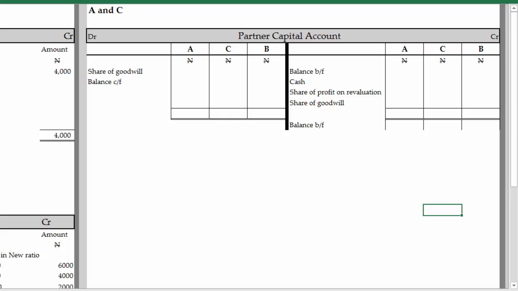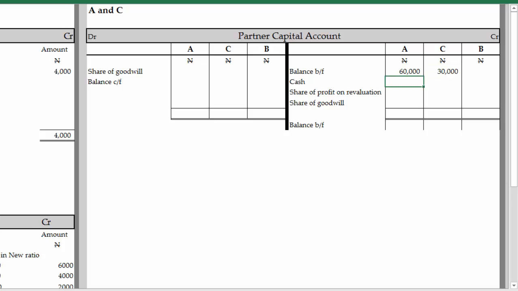Welcome back. Now let's look at the next requirement of this question, which is to prepare a partner capital account. We have the capital accounts of the partners in columnar form for A, C, and a new partner B. From the question, their respective capital at the beginning of the year was A 60,000 and C 30,000. Let's transfer these to the capital account as the balance brought forward: A will be 60,000 and C will be 30,000.